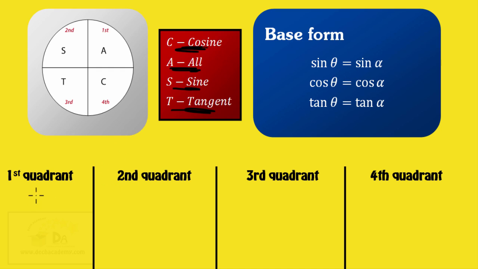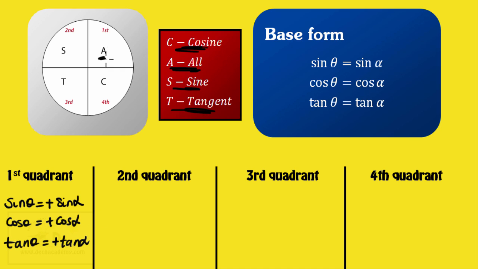Now, for a first quadrant angle, where we have A, all, all the expressions involving alpha, like sine alpha, cos alpha, and tangent alpha, have positive signs in front of them. So sine theta is equal to plus sine alpha, cos theta is equal to plus cos alpha, tan theta is equal to plus tan alpha.